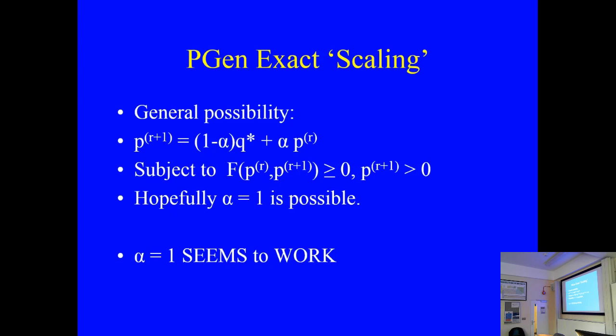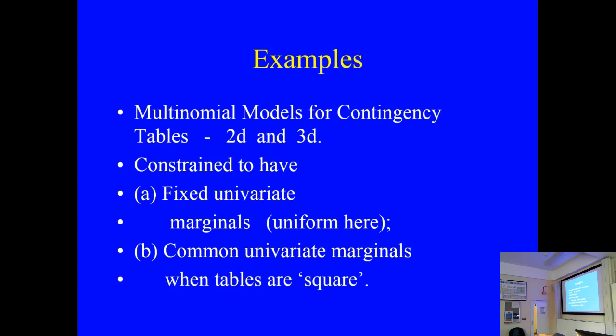Another possibility to get around any of these difficulties would be to consider a convex combination of the current iterate PR and this term Q star, and choose alpha subject to PR plus 1 being positive and the directional derivative being positive, which might mean taking alpha to be negative. But hopefully alpha, the one that is positive, is possible, and in fact it seems to work in a number of examples. And the examples I'm now going to consider are models for contingency tables in 2 and 3 dimensions.